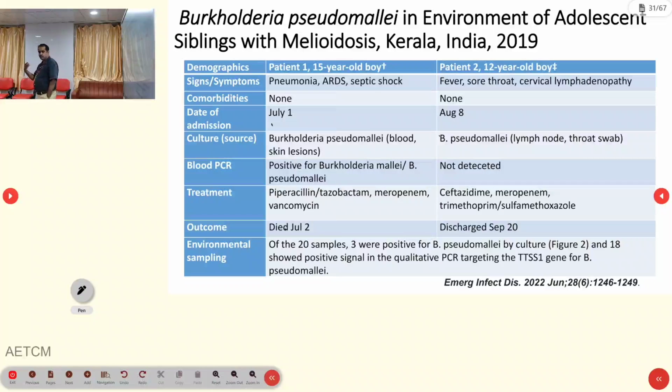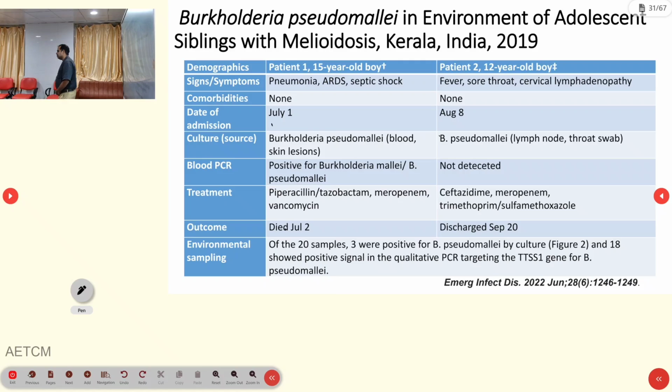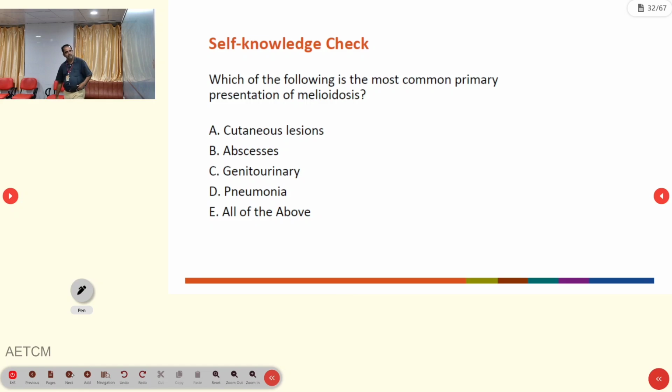Then we did an epidemiological survey, and we checked his environment. Ourselves and Manipal supported us. Manipal brought the team, and we sampled 20 different sites. 3 sites were culture positive, 18 sites were PCR positive for melioidosis. So his flower pots, the water bodies around the house, everything had pseudomallei. The whole environment has pseudomallei. That's why these 2 children got melioidosis. It was just at the onset of the monsoon, and we published it, and we counseled the family about precautions.